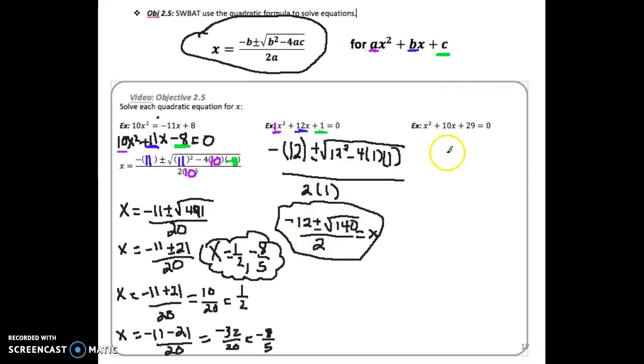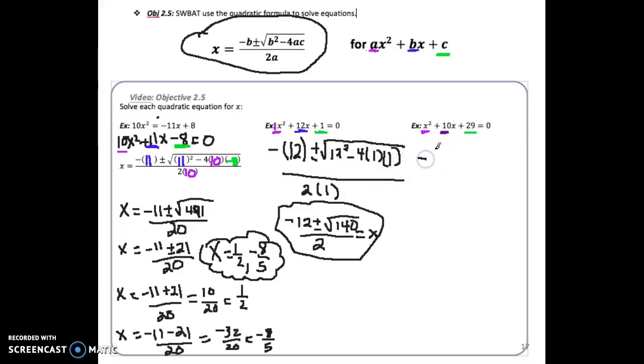All right. And then lastly, we have x squared plus 10x plus 29 is equal to 0. So again, this one is also already in standard form. So I can identify that my a is going to be 1 because that's what's in front of my x squared term. My b is going to be 10. And my c is going to be 29. We're going to plug right into our formula.